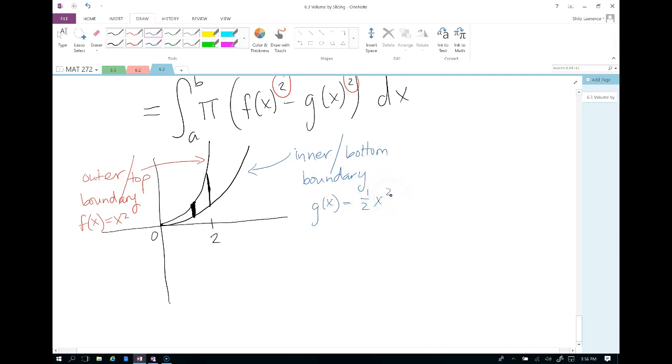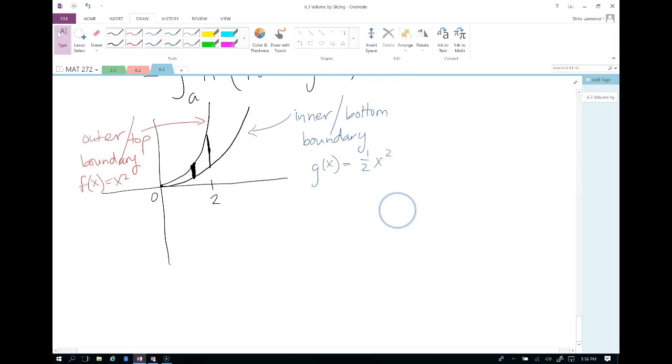And both of these functions on their own are capable of creating a volume. And we want to do the outer volume minus the inner volume. So when we set this up, since we're going around the x-axis, everything's going to be in terms of x.